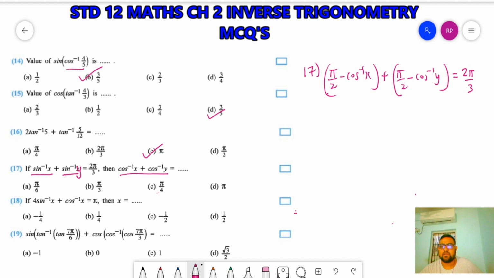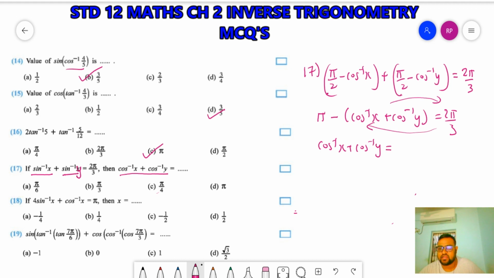So pi by 2 plus pi by 2 is pi, minus, when I take common, cos inverse x plus cos inverse y equal to 2 pi by 3. When I take this on this side, it will be positive: cos inverse x plus cos inverse y equals, when I take 2 pi by 3 on this side, it will be negative, so pi minus 2 pi by 3. So this will be equal to 3 pi minus 2 pi, pi by 3. Okay, so option B is the correct one.